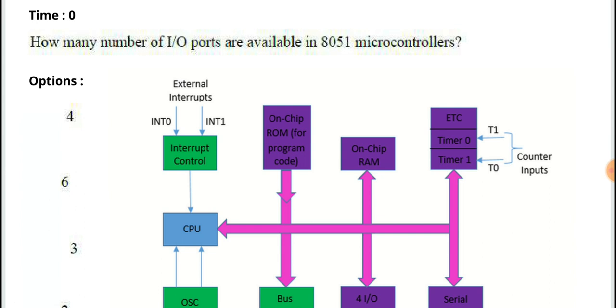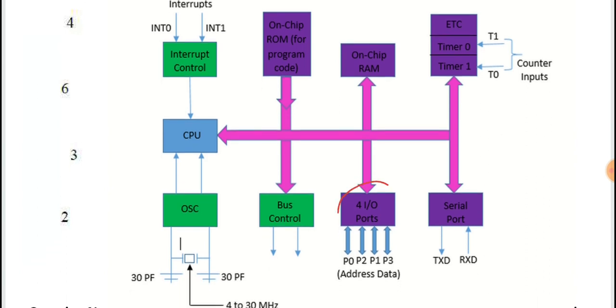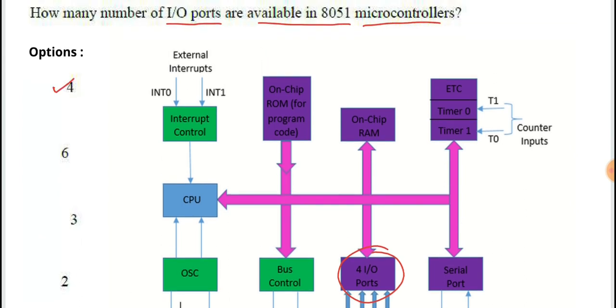microprocessors. How many input output ports are available in the 8051 microcontroller? I have taken the architecture diagram here. As you see here, there are 4 input output ports, P0, P1, P2, P3. So the option 4 is the right option. How many external interrupts are there? INT0 and INT1, these two are the interrupts here. Counter inputs are T1, T0 here.